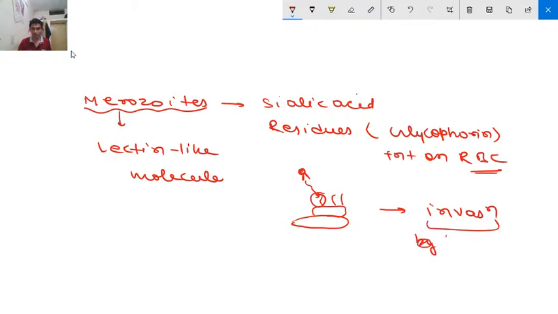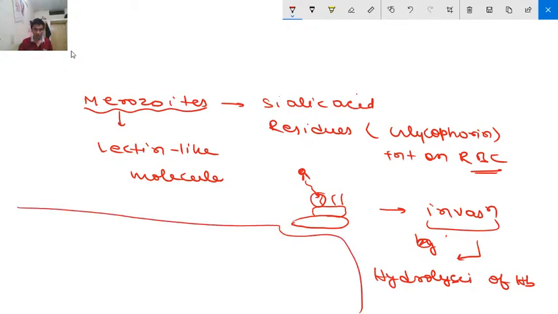Okay, that will cause invasion inside the RBC, and within the RBC this parasite will grow in a vacuole, and in that vacuole this parasite will release certain enzymes that will hydrolyze your hemoglobin. So there will be hydrolysis of hemoglobin through its enzymes. Clear? Okay, clear? Now there are 1 to 2 important points I want to discuss here.